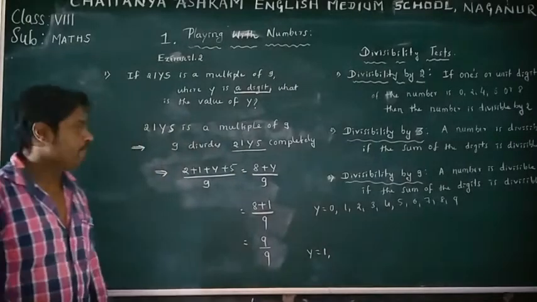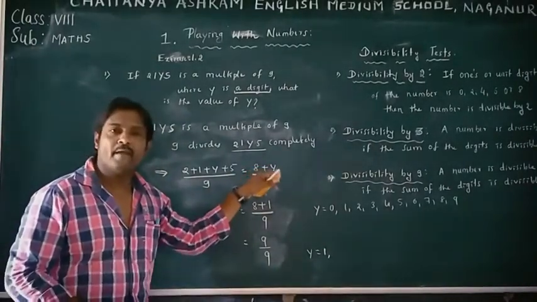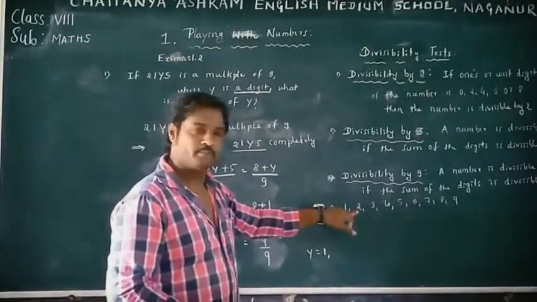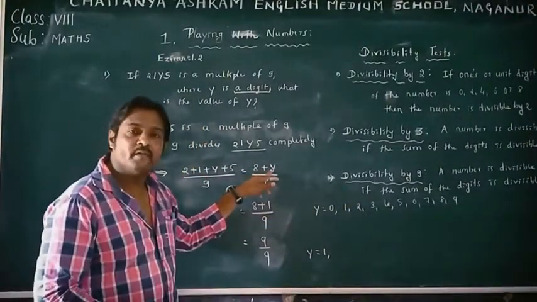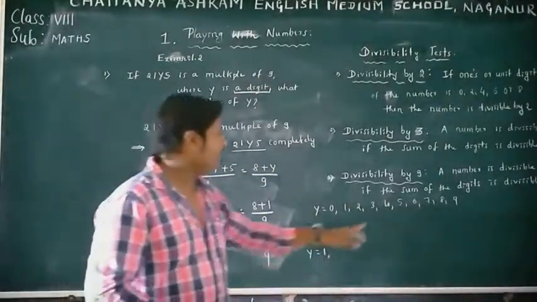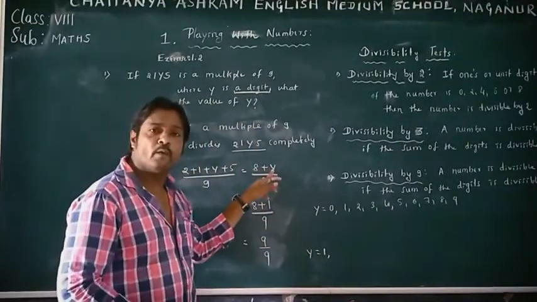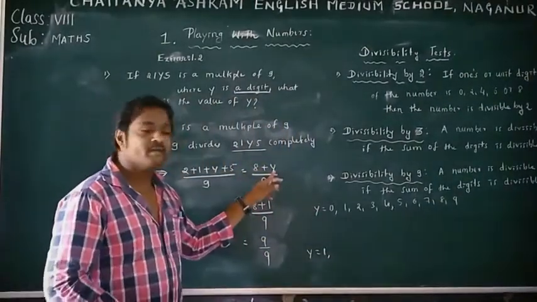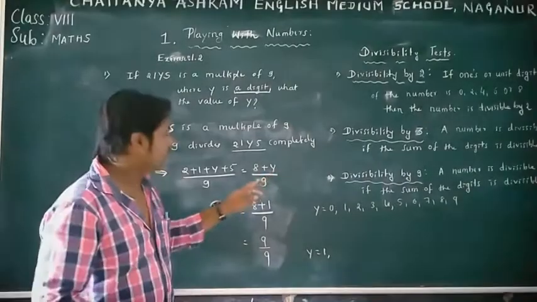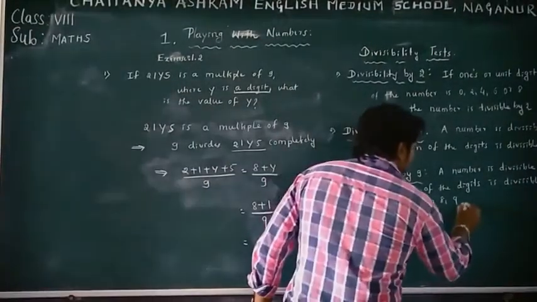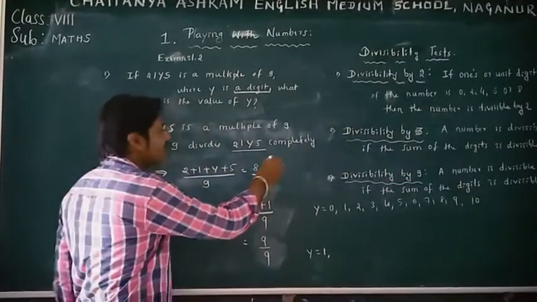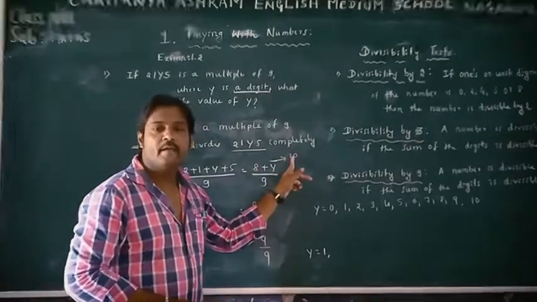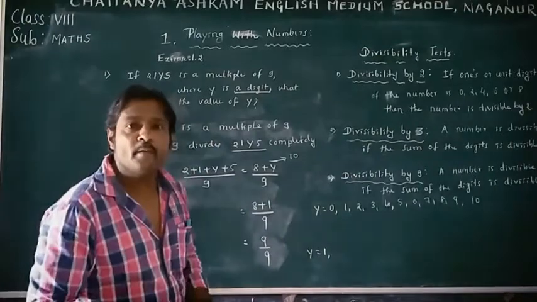Is there any other possible value of y for which this sum becomes divisible by 9? Take 2: 8 plus 2 is 10, not divisible by 9. Take 4: 8 plus 4 is 12, not divisible by 9. Take 9: 8 plus 9 is 17, not divisible by 9. If you take y equal to 10, this becomes 8 plus 10, which is 18, and 18 is divisible by 9.